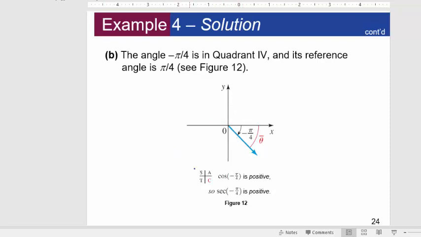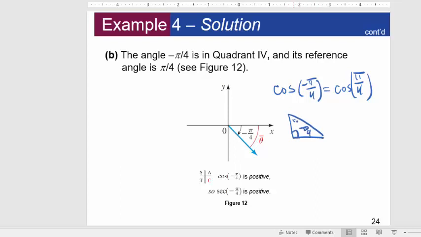So then what you realize is we're in the fourth quadrant and we want the secant, but the secant is the reciprocal of the cosine. So the secant is going to be positive because cosine is positive in the fourth quadrant. And then the cosine of negative pi over 4 is actually going to be the same as the cosine of pi over 4. Then again, we'll go with our little triangle, and in this case it's the 45, 45, 90.